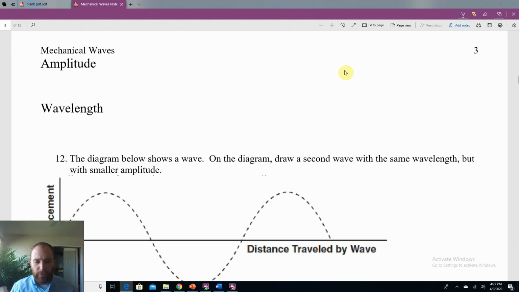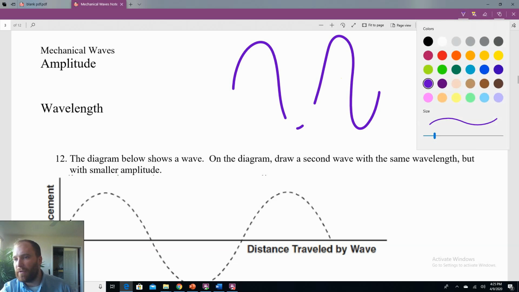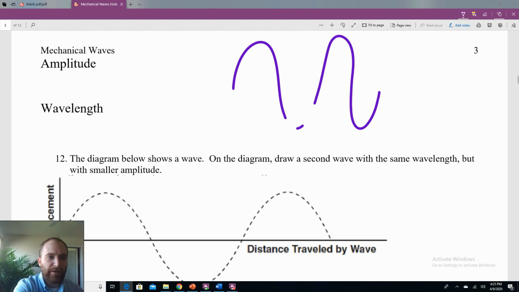Okay, so let's say we have a wave, right? We talked a little bit about them last time, and you can have a couple different waves. So I'm just going to draw a pair of different looking waves here. We get a wave that looks like this, and then a wave that looks like this.